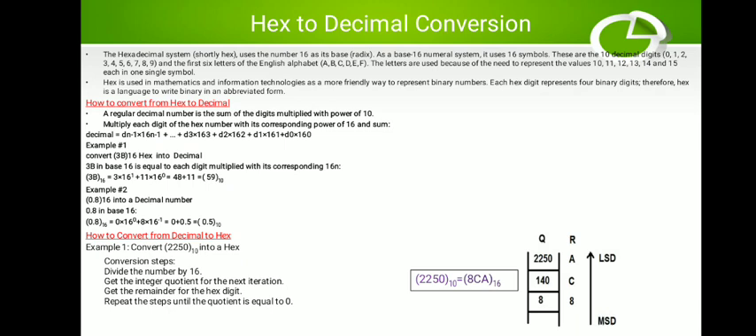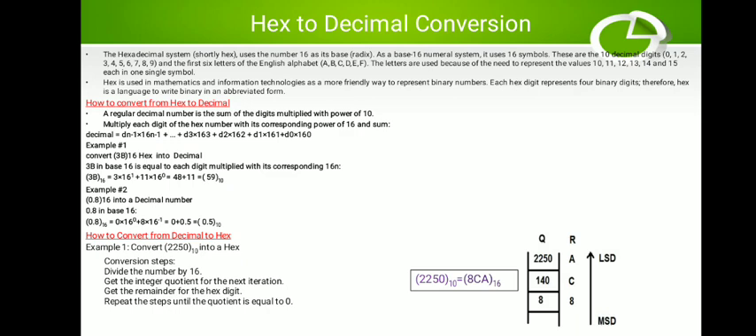Then write down the remainder. Then divide 140 by 16, what do we get? The remainder is 8. So how many remainders did we get? 1, 2 and 3. But how to represent? From bottom to top. So that is 8CA. So from most significant digit to least significant digit, we get the output as 8CA for the equivalent number 2250 decimal. So this is how you convert an integer decimal number into a hex number.